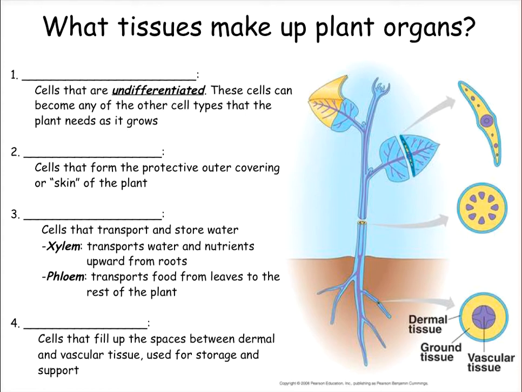The first type of tissue is meristematic tissue. This type of tissue is special because it enables the plant to grow longer at the tips of the roots, here.